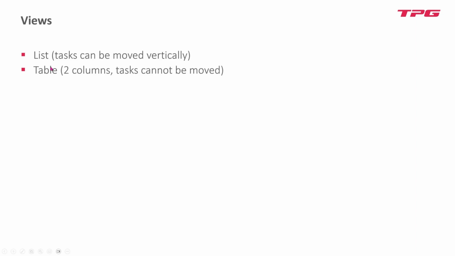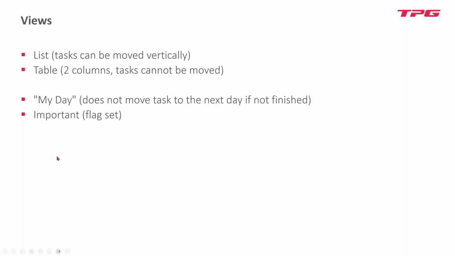So views, okay, there's a list and the table. This is more or less no difference. I don't know why they have two. This is just two columns extra. There is the My Day list. Then there is the important tasks list. And there is the list for all the tasks that are assigned to me. And the last thing is the planned list of tasks. This is just the list of all the tasks that have an end date. If you don't have an end date, they don't show up in planned.